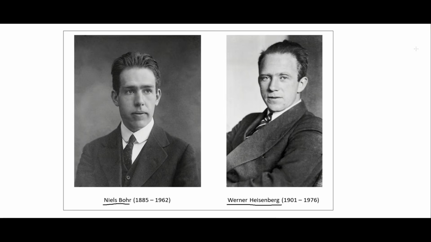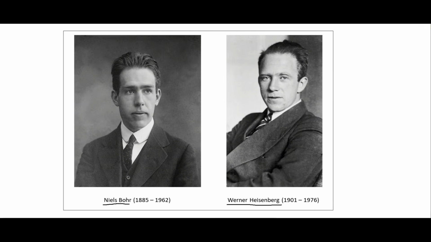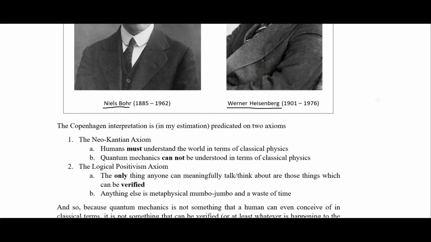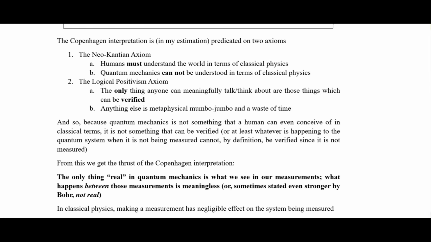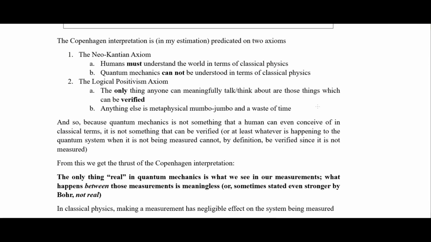Like I said, this is the Copenhagen interpretation, which is the orthodox position in quantum mechanics interpretations. The way I'm going to formulate this is as essentially stemming from two axioms. Bohr and Heisenberg, or even Travis Norton, whose book I'm following for this playlist, none of them actually formulated it this way, but this is the way that I'm going to formulate it. So the Copenhagen interpretation is predicated on two axioms.